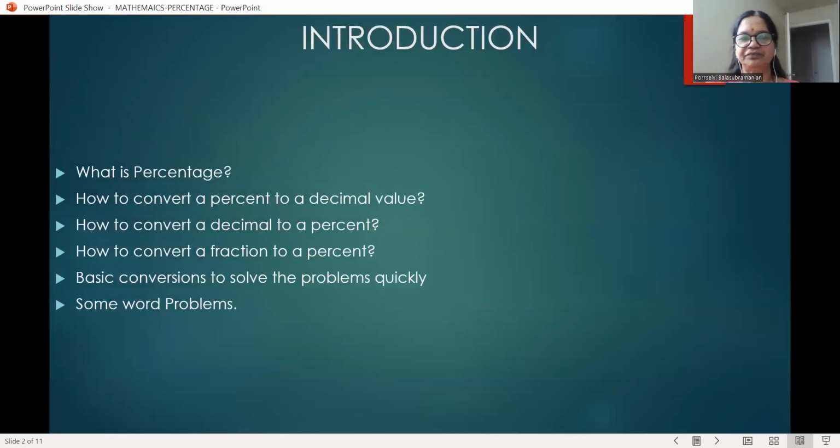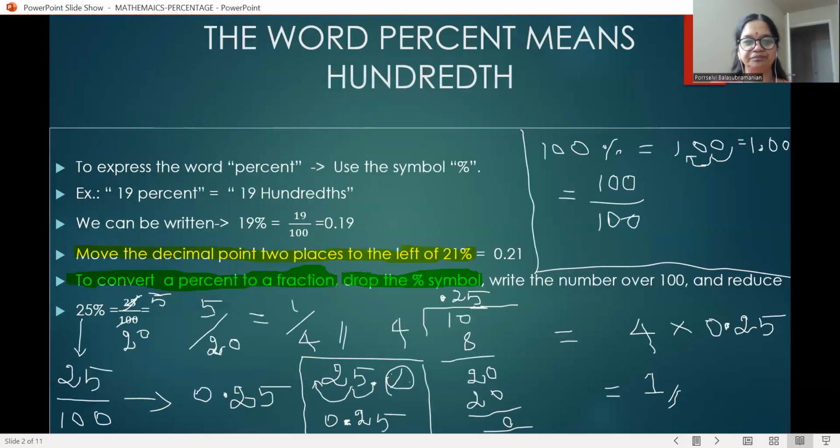In the introduction, I want to tell you what we are going to see in the following videos. We will see what is percentage, how to convert a percent to a decimal value, how to convert a decimal to a percent, how to convert a fraction to a percent, and some basic conversions to solve problems quickly. At the end of the video, we will see some word problems containing percentages, fractions and decimal values. Okay, we'll move on to the video.